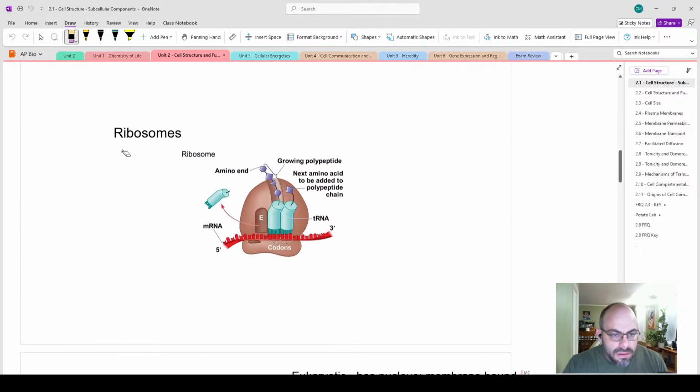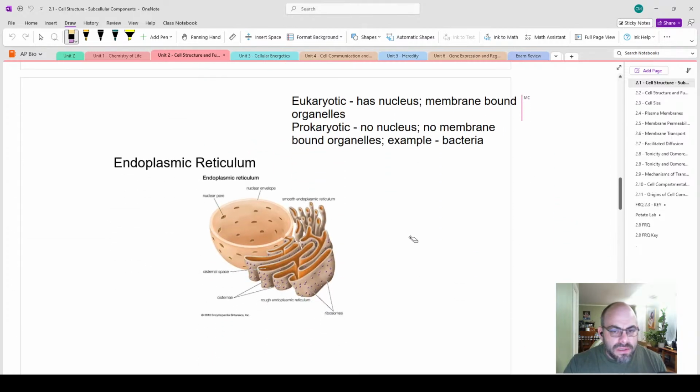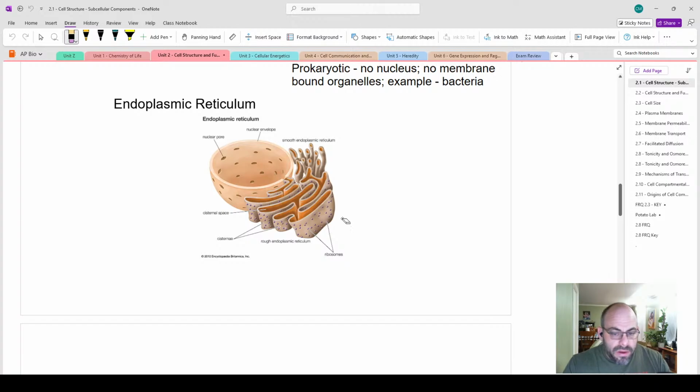It doesn't matter. Ribosome in the least words possible is site of protein synthesis. ER, you'd have to talk about the smooth and rough ER, right? And the difference. The rough ER contains ribosomes, and since it contains ribosomes, it's going to be directly involved in protein synthesis. Smooth ER is detoxification, lipid synthesis. And so the rough ER, just a little bit more on that.